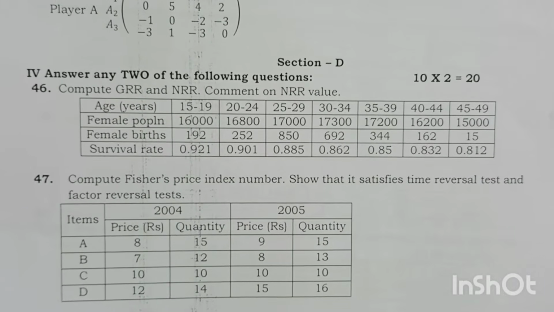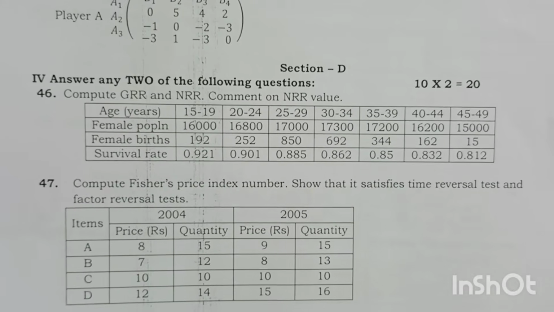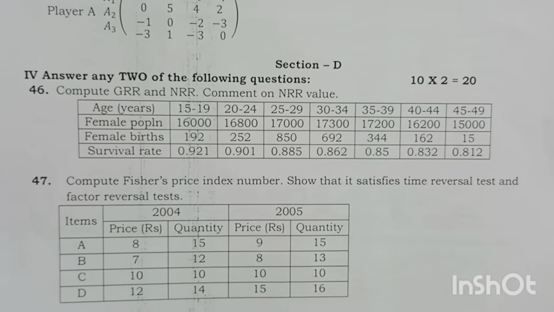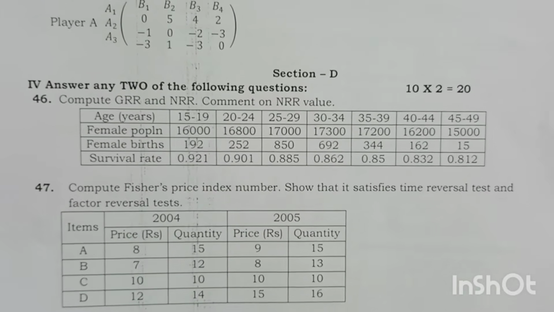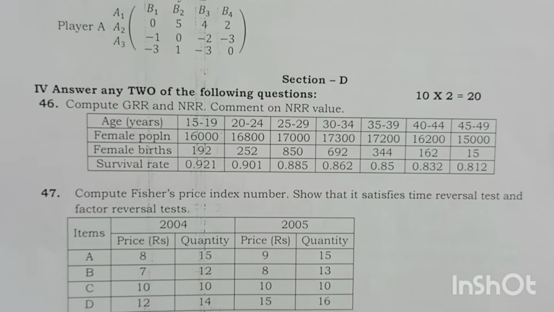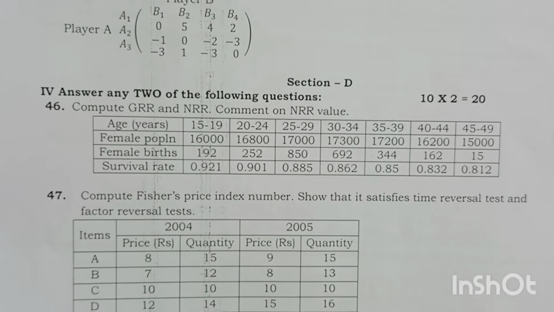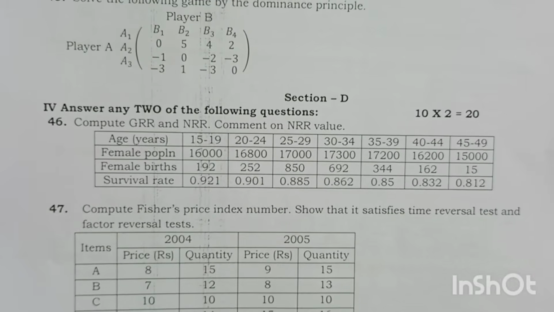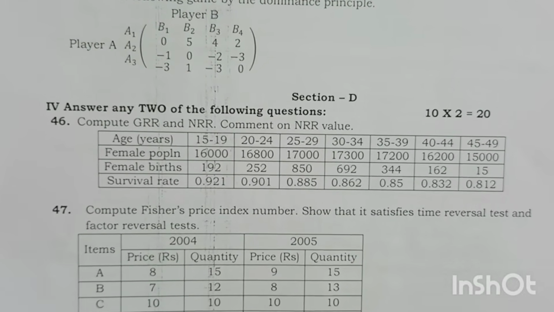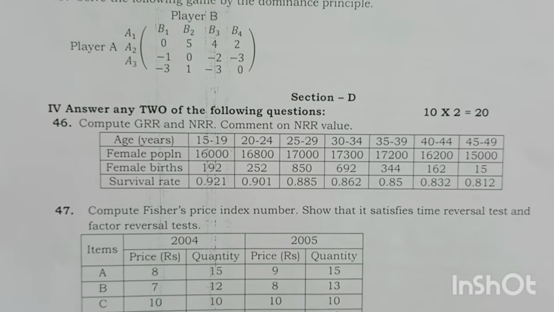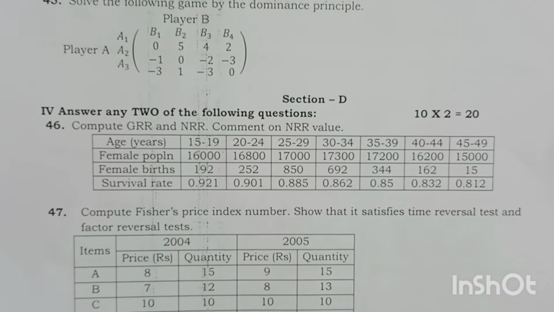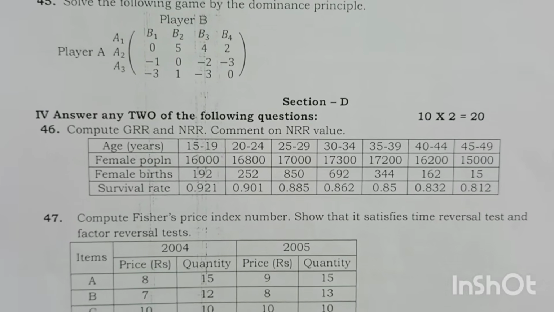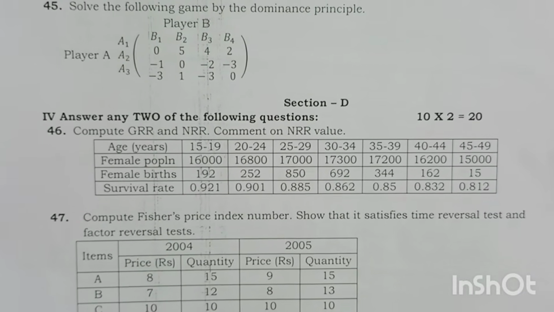In this question, in the table they are given items or commodities, and 2004 price and quantity they are given, and 2005 price and quantity they are given. In the place of 2004 they may mention base year, and in the place of 2005 they may mention current year. If they give years, whichever is the smaller year, that is the base year, and whichever is the bigger year, that is the current year, that you have to take. So here in the 2004 base year they are given price and quantity, and current year price and quantity they are given.